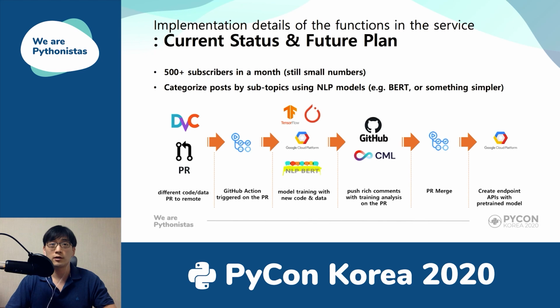CML is continuous machine learning. It's nothing but reporting training results with a set of rich information like graphs, in a GitHub PR's comment. Based on this report, we can decide whether to merge the PR. So when new data arrives, it will trigger a GitHub action to train a model on the data. After training is done, the report will be posted as a GitHub PR's comment via CML. While looking at it, we can decide to merge the PR, and when it's merged, it'll trigger another GitHub action to create a new endpoint with the most recently trained model.